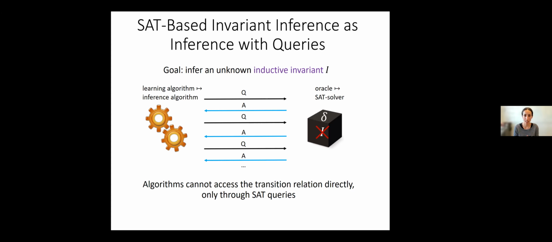The transition relation is only known to the SAT solver. So instead of knowing the inductive invariant, it knows the transition relation, and it can answer questions about the transition relation. Again, the goal is for the inference algorithm to interact with the SAT solver, ask all sorts of questions about basically the transition relation, and ultimately infer an inductive invariant. And then the next question that comes up is, what kind of SAT queries is the inference algorithm allowed to ask?